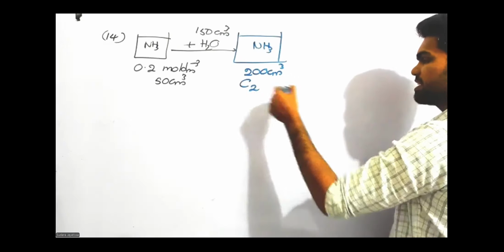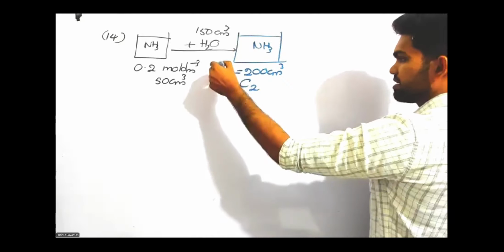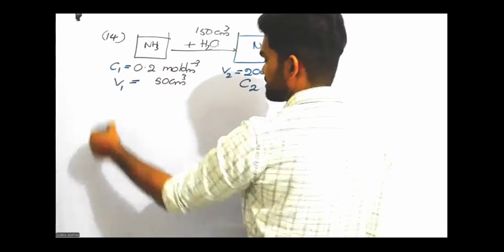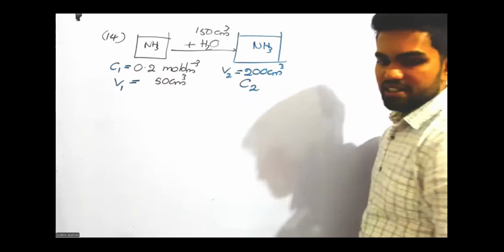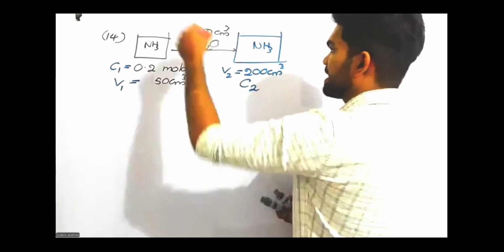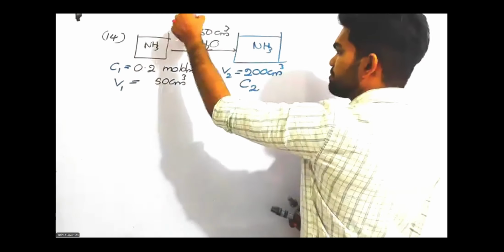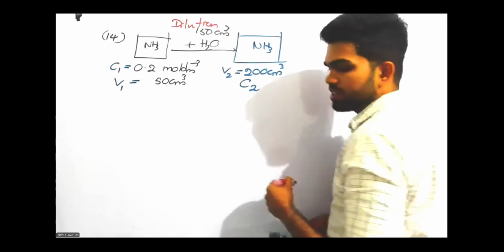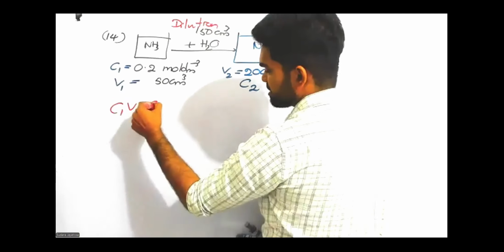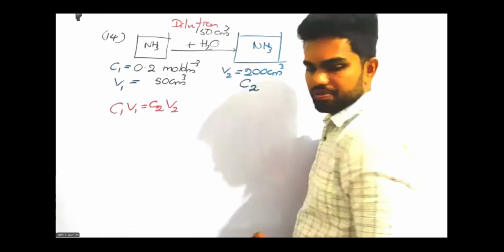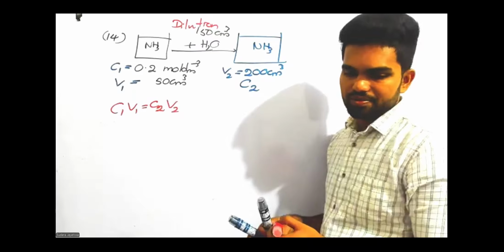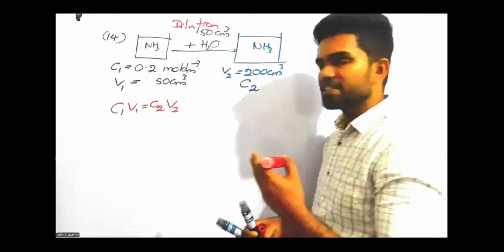So let's call it C2. This is your B2, this is your C1, and this is your B1. Since it is a dilution, we call this theory dilution. Adding water is dilution. For dilution questions, we use this formula: C1V1 equals C2V2. Why? During dilution, the number of moles is constant. Understood? That is the reason behind this.